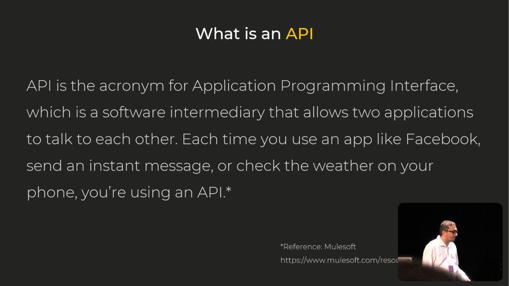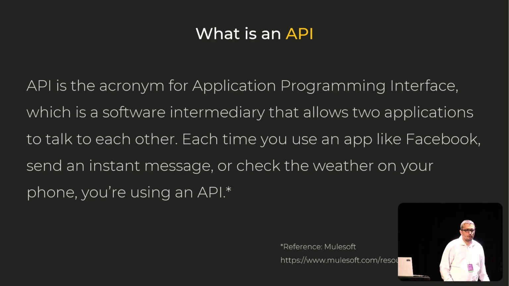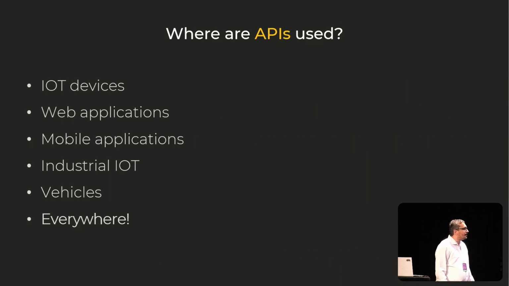I'm going to start with a really good definition of what API stands for. This is from MuleSoft, as you can see down there. API is the acronym for Application Programming Interface, which is a software intermediary that allows two applications to talk to each other. And many more words. It means that whenever you're talking to a backend, to the internet, you're talking to an API. Where are APIs used? They're used on IoT devices, web applications, mobile applications, industrial IoT, vehicles, chargers, pretty much everything.